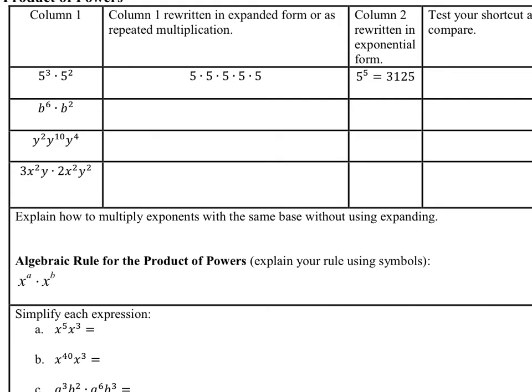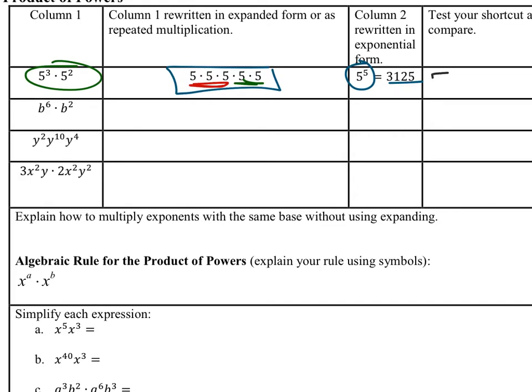So this first one's been done for us, right? See how they've got these 5 3s, and then the 2 5s from this expression. Well, if we rewrote this big expression, all 5 of these 5s, we could write it as 5 to the power of 5. But the shortcut for these: see how we had 5 to the power of 3 times 5 to the power of 2? And it ended up being 5 to the power of 5.